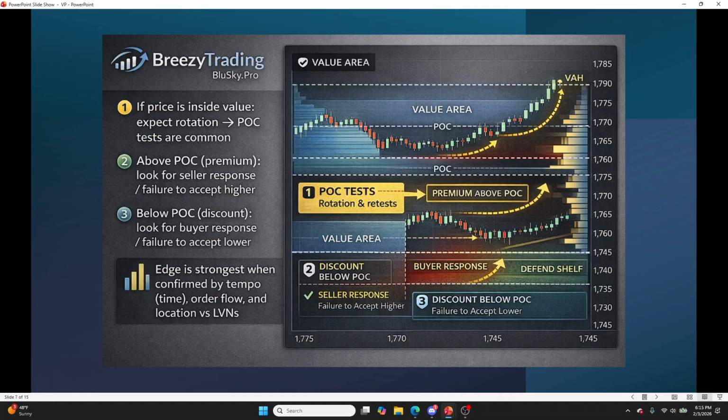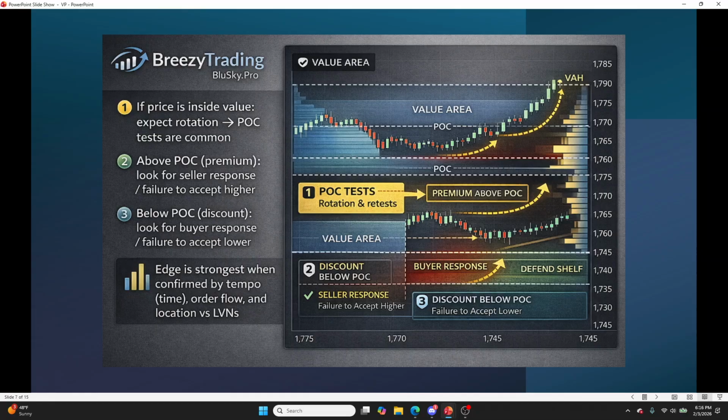And kind of a visual breakdown. So price is inside the value area, the expected rotation zone, right? Point of control tests are super common if you're within that range. When you get above the point of control, immediately we think breakout, but this strategy is meant to have a reversion sense behind it, to where when you are above that point of control, you're actually looking for a seller response.